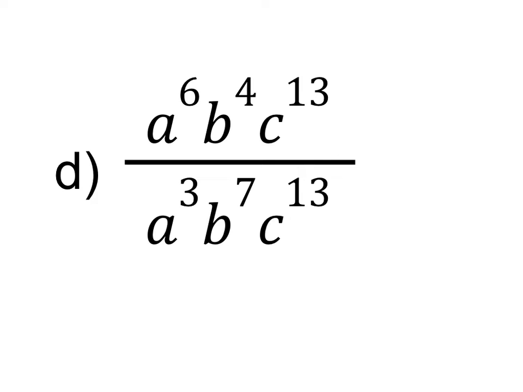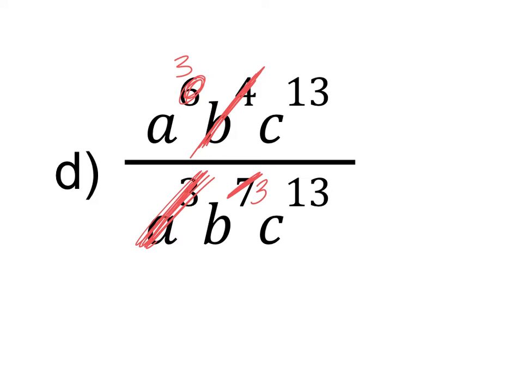So how many can I cancel out of both top and bottom? That's 3, right? So all three of them cancel here, and this turns into a to the third power. Okay, on the next one, you have b to the fourth over b to the seventh. How many cancel? 4. And so this would be b to the third on the bottom, because you can't just flip it up to the top.